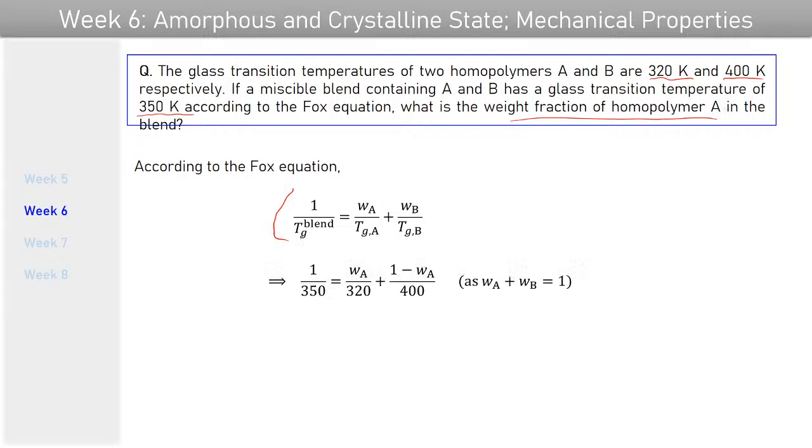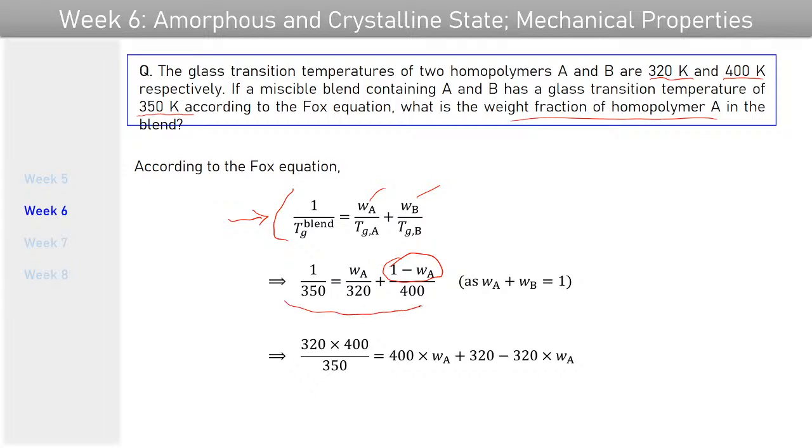So the Fox equation is this, that was discussed during this course. The weight fraction of A is WA, that of B is WB, and since these are the only two components present in the blend, their sum would be 1. So WB we can write as 1 minus WA, and then the values of the glass transition temperatures we can just substitute here. So we get these 350, 320 and 400 as the respective values. Then all we need is to rearrange the terms in the equation to solve for WA.